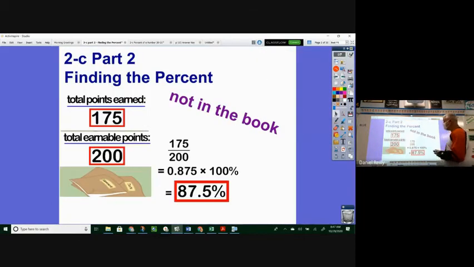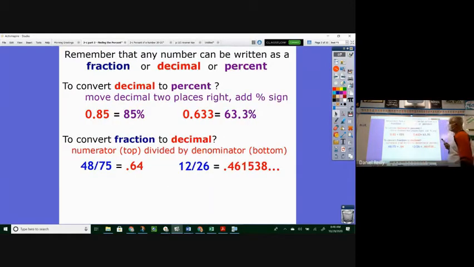Finding the percent when you're given the part, something out of the total, like this grade problem. You divide those numbers in your calculator, and then it says here times 100%. That just means moving the decimal point 2 places. So, any fraction or decimal can be written as a percent. Remember, to convert a decimal to a percent, you move the decimal point 2 places.